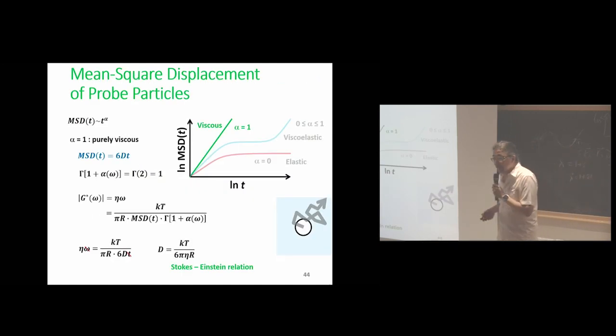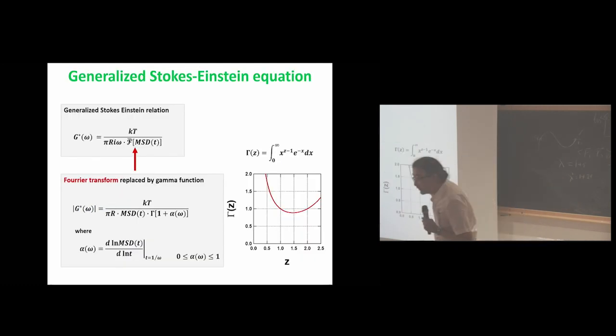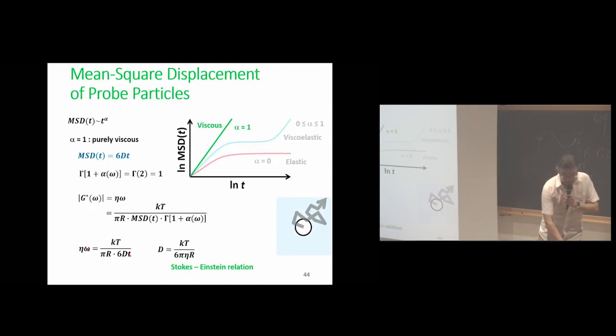Yes? Sorry? Excuse me? So the alpha parameter is related to... Alpha is the local slope of the mean square displacement. This means experimentally you can have these types of mean square displacement as a function of time. You take the log of that and the log of time, and then the slope changes locally depending on the time scale, so you need to calculate this slope.